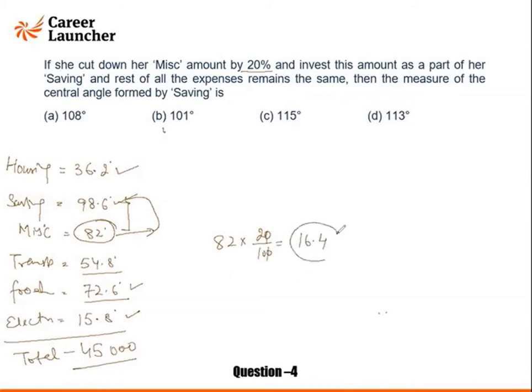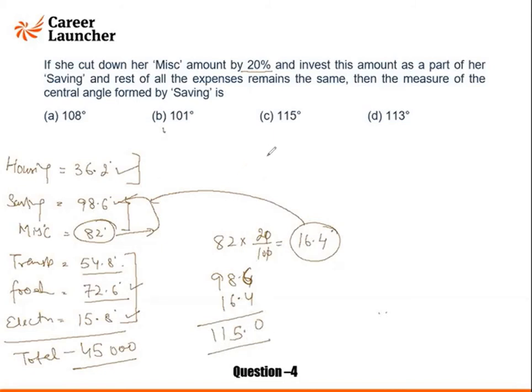Right. Now this is the angle that is cut down by the miscellaneous part. And now this angle is the part of savings because that will go to the saving. The entire amount will go to the saving and other things remain the same. So that means these values will not change. So basically what we need to do is add 16.4 to savings. So 98.6 plus 16.4 sums up to what? 6 plus 4, 10 and then 15, 115.0. So the option that we will mark is C.